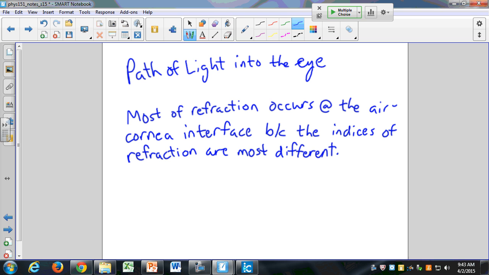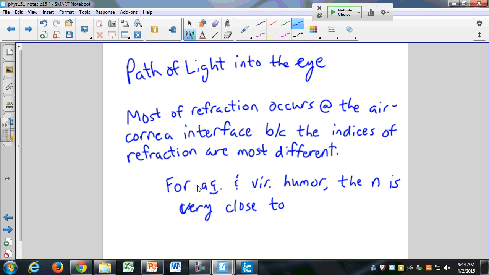And they sort of mentioned this in the video, but for the aqueous and vitreous humor, the index of refraction is a lot like water, just simply because the aqueous and the vitreous humor are mostly water. So the index of refraction for water is about 1.3. That's what it is for your eye.